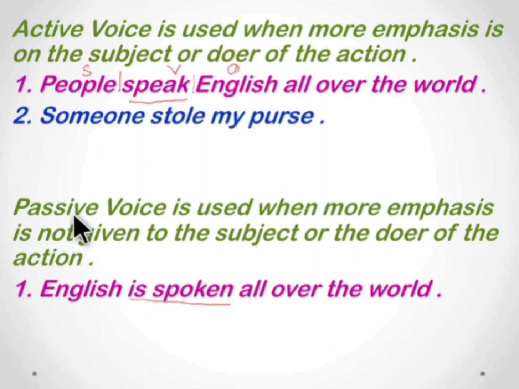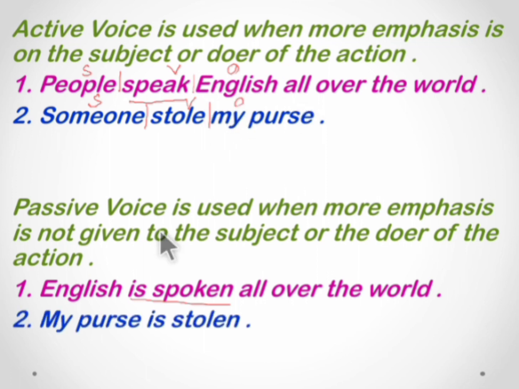The next sentence: someone stole my purse. So someone is the unknown person. This is the subject, stole is the verb, and my purse is the object. The same sentence in the passive voice: my purse is stolen. So we have the object here in the front, and stole has taken a transformation as is stolen, and someone is missing. We don't know who that person is, so it is not necessary to mention the subject.